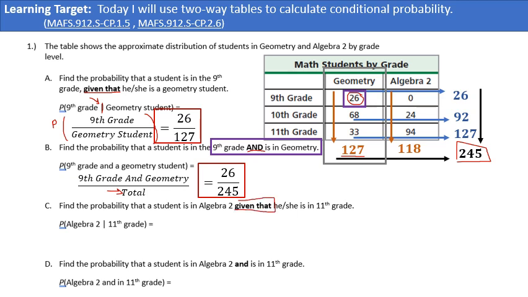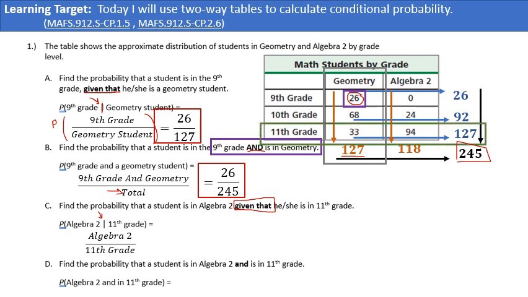All right, given that he or she is in 11th grade. And again, we see the vertical line. All right, given that they are in 11th grade. So what does that mean? We're going to take the number of Algebra 2 students and put it over the total number of people that are in 11th grade. Well, how many people are in 11th grade?